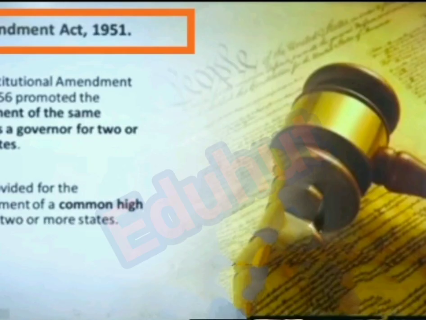Seventh Amendment Act. The 7th Constitutional Amendment Act of 1956 permitted the appointment of the same person as a governor for two or more states. It provided for the establishment of a common High Court for two or more states.